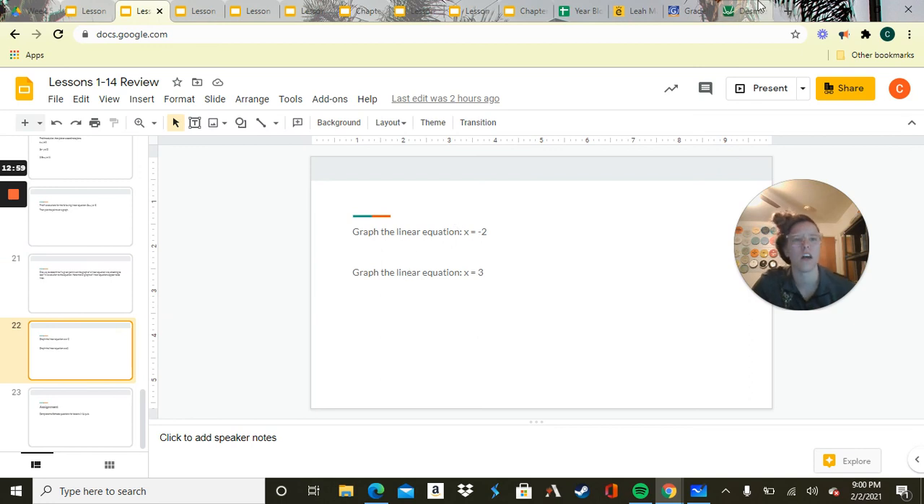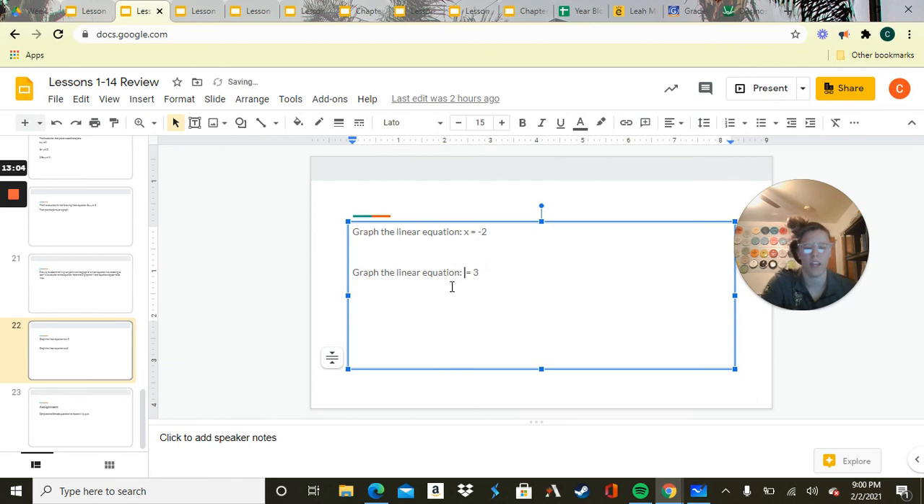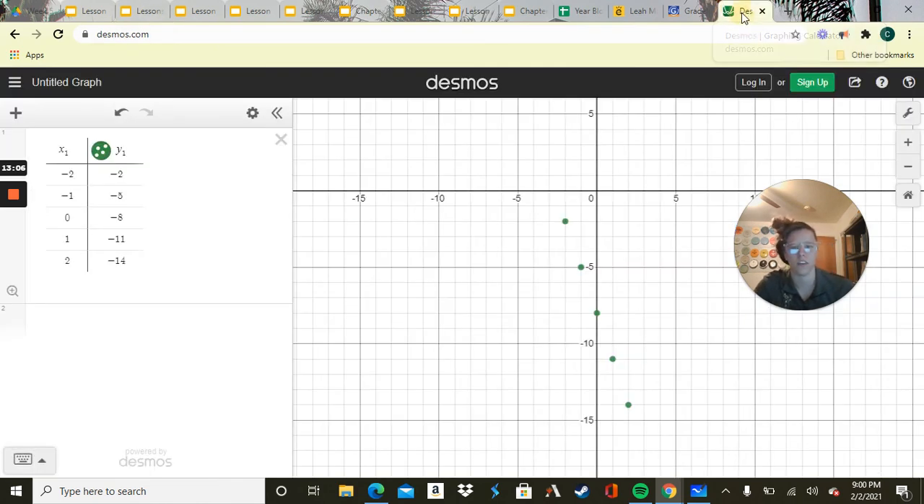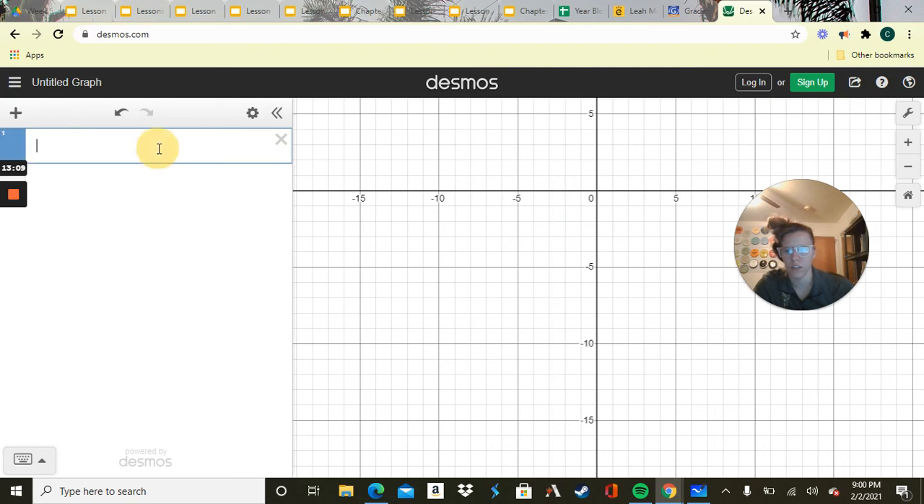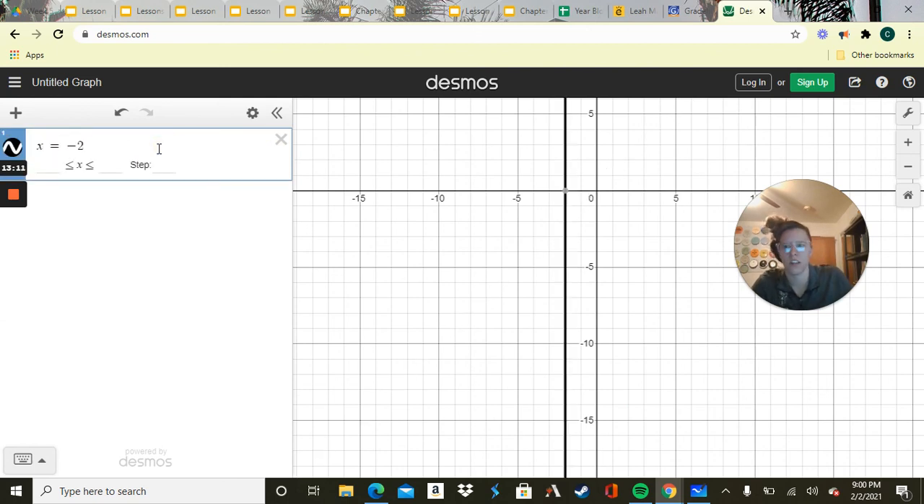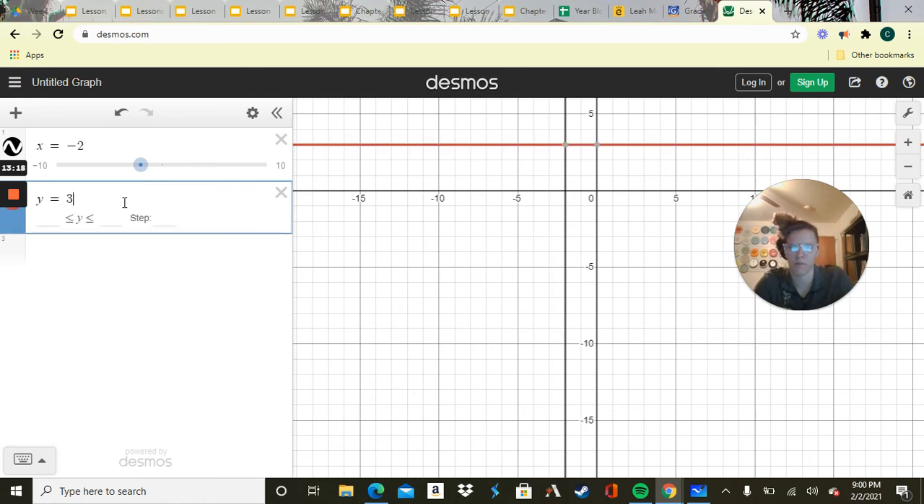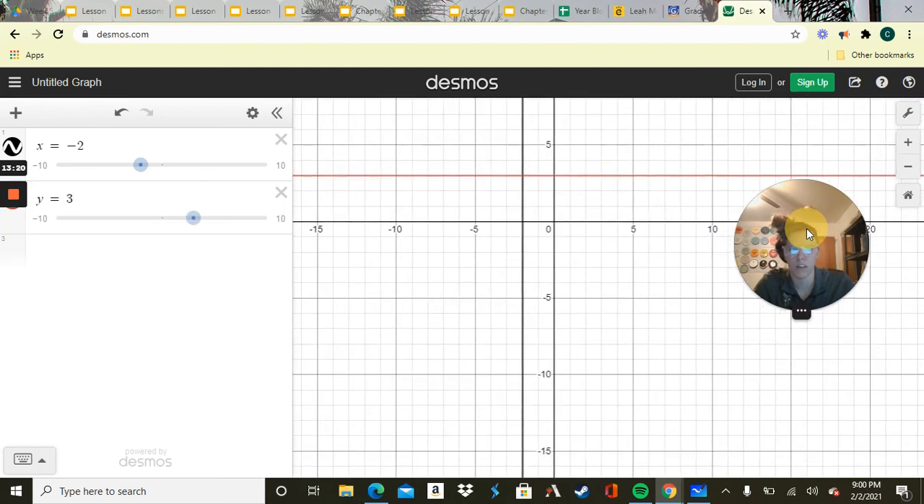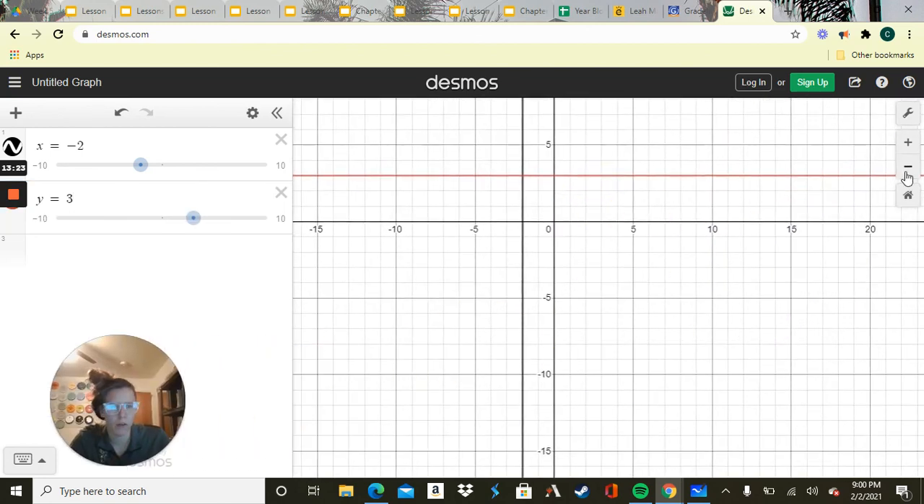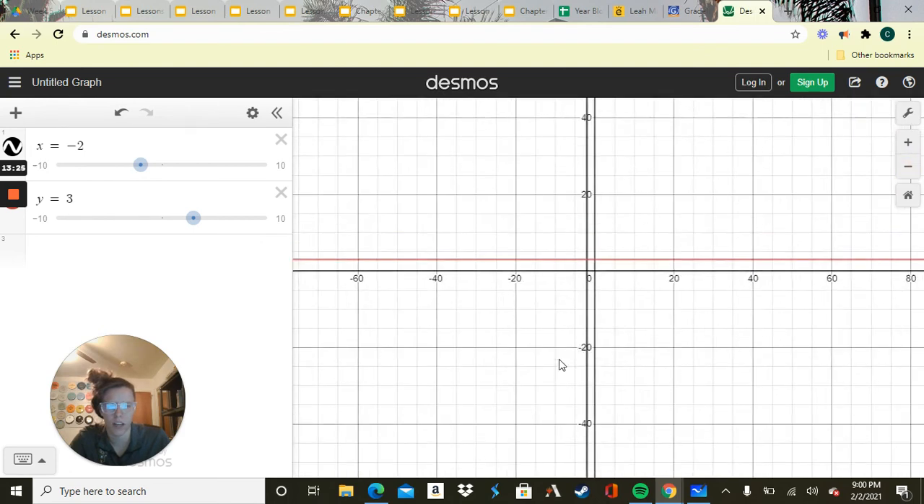And then the last thing that we learned was graphing horizontal and vertical lines. We're actually going to make this a y equals 3. Okay, so let's graph x equals -2 and y equals 3. So remember, x graphs will be vertical lines, y graphs will be horizontal lines, and any point on that line is going to be a solution to that equation.